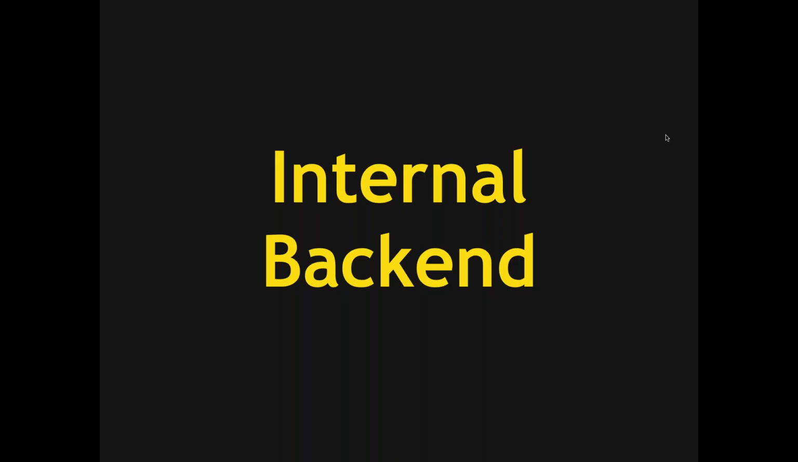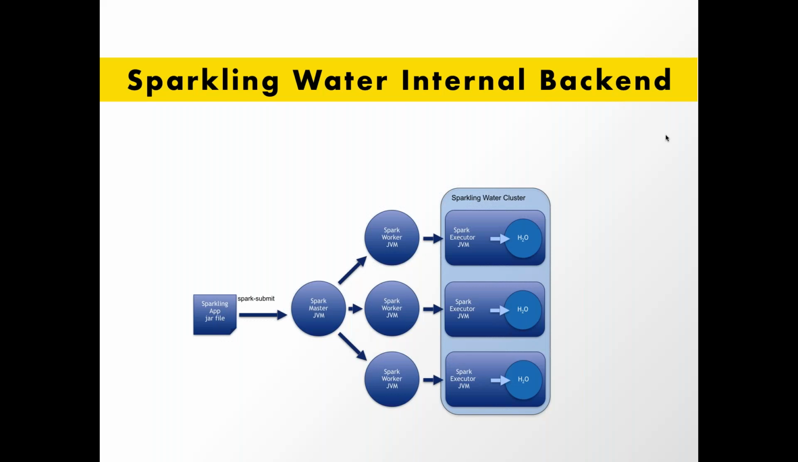I will start with the internal backend because that's the simple one, and usually people start with this one because it's really simple to use. So how does it work in this mode? Basically, we have a normal Spark application. We have a Spark driver or Spark master in this case, and we have several Spark workers. We can see 3 Spark workers. And in each Spark executor, we start an H2O node. So basically, we create some sort of cloud inside of a cloud.